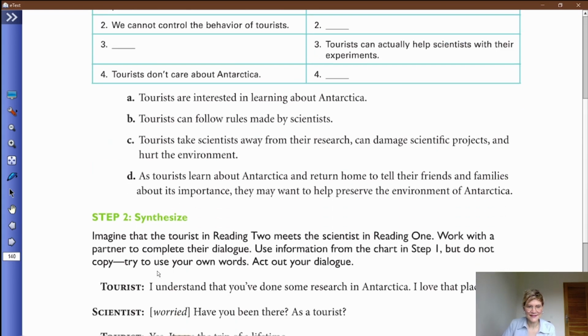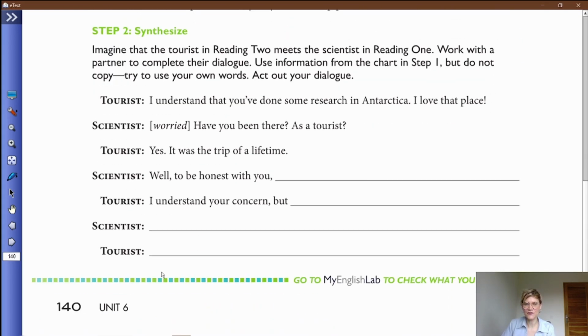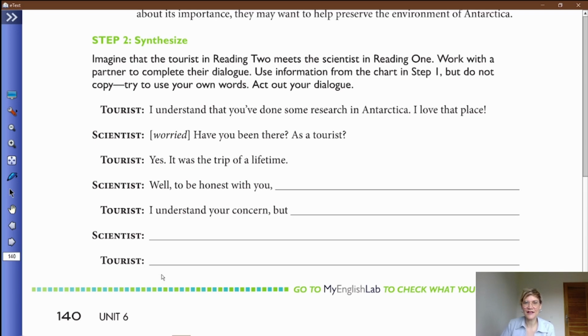Great. Now, the part of synthesizing is where we combine all our facts and all our sources in order to create something new. Imagine that the tourist in reading 2 meets the scientist in reading 1. Now, you should work with a partner to complete their dialogue. Use information from the chart in step 1, but do not copy. So what I would like you to do is continue this dialogue and finish it.